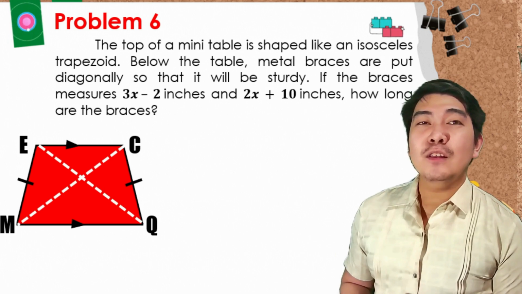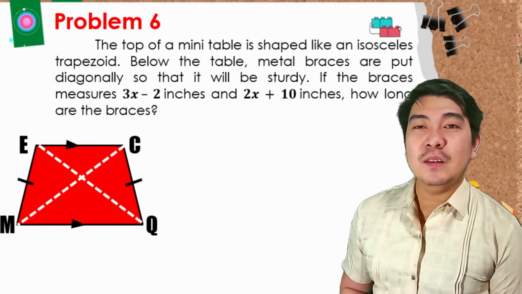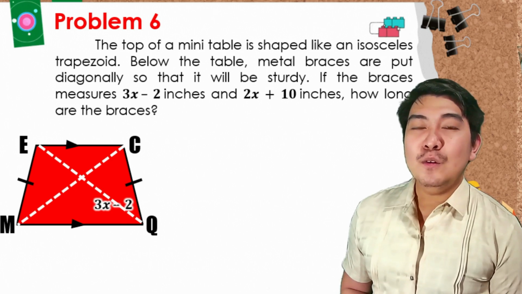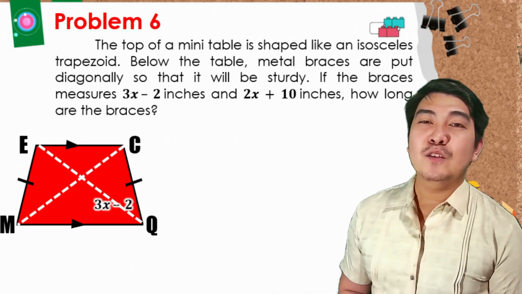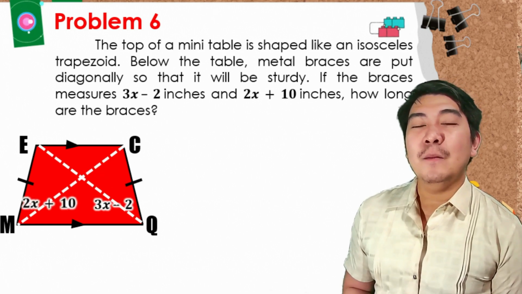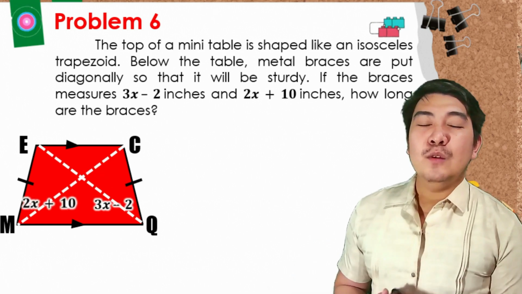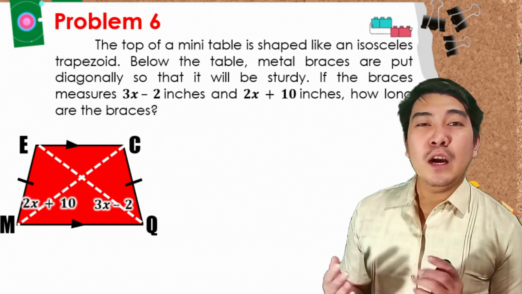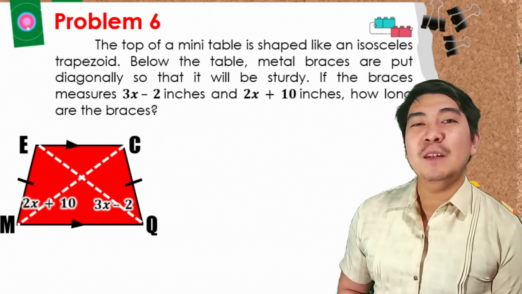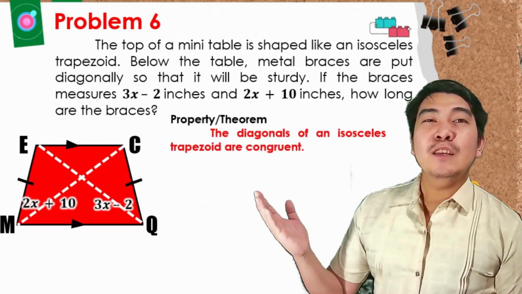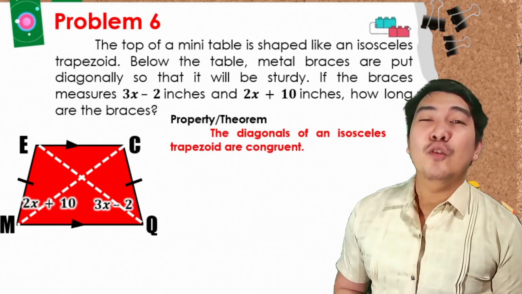So meron tayong diagonals ng isosceles trapezoid. So take note that the length of EQ, the first diagonal, is 3x minus 2. And the length of the second diagonal is 2x plus 10. How are we going to relate the two diagonals of an isosceles trapezoid? Ano kayang property ang pwede natin gamitin? So the property will be the diagonals of an isosceles trapezoid are congruent.